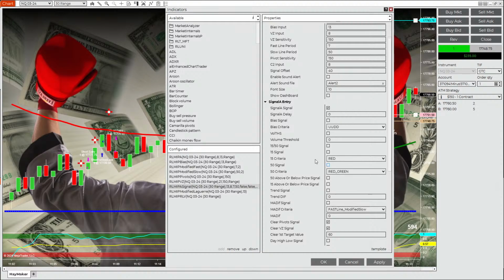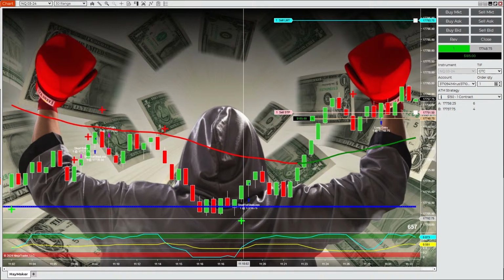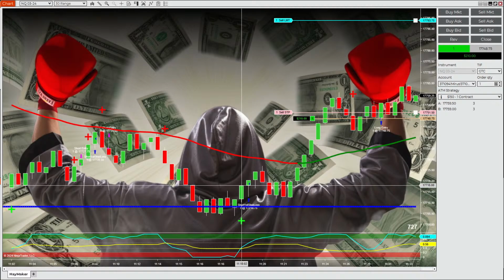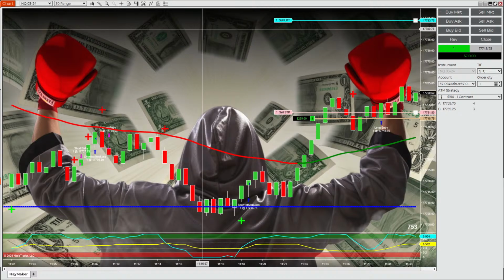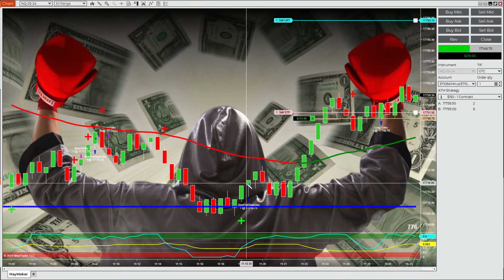Let me change this to not, so the crosses will now show up everywhere without any filters. So you can see this cross now showed up here. And it would have been a pretty good trade. We would have took the trade right here. And let's see how much it took.